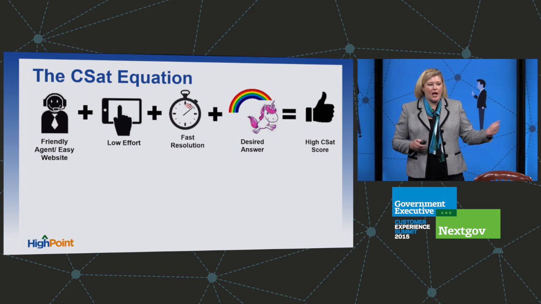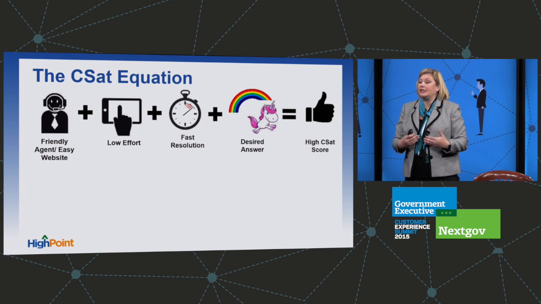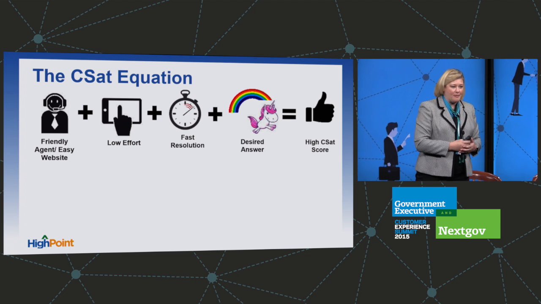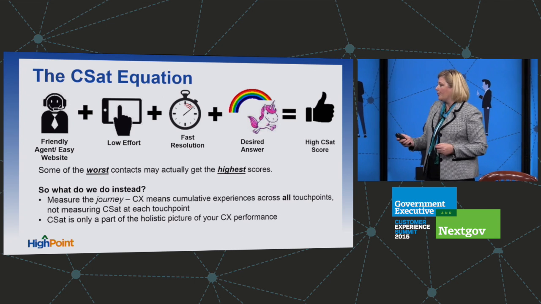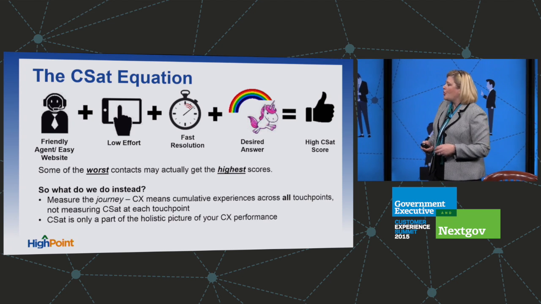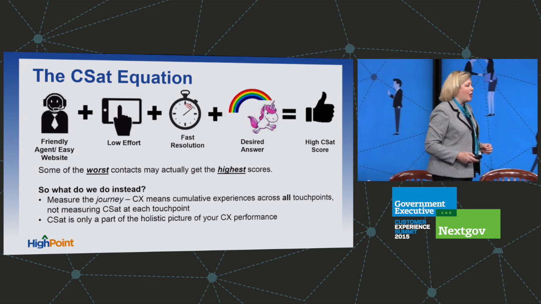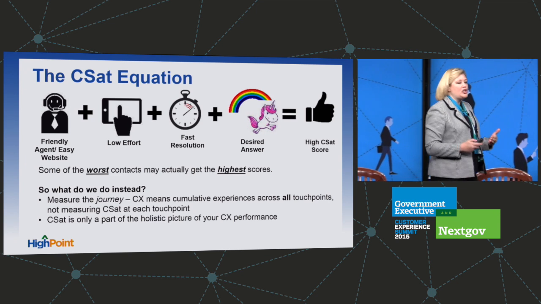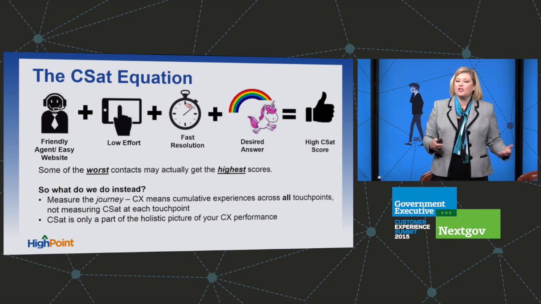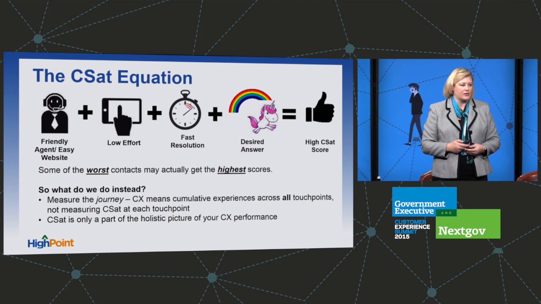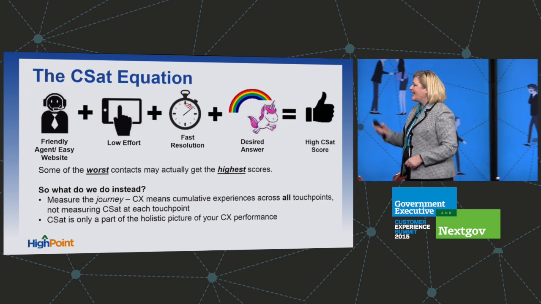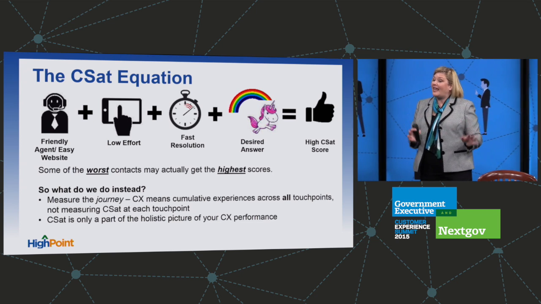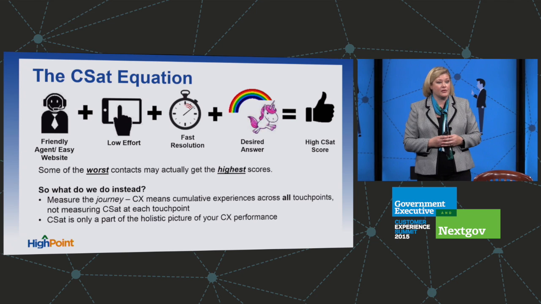So I love that Martha was talking about the disconnect between how we feel internally about our customer satisfaction and how the citizens are measuring CSAT for our agencies. That could be part of the disconnect that we're really realizing. So when you look at CSAT and really decompose it, some of the worst contacts may actually get the highest CSAT scores. I'm going to say that again. Some of our worst contacts get our highest CSAT scores, yet that's what we're focused on more than anything else.